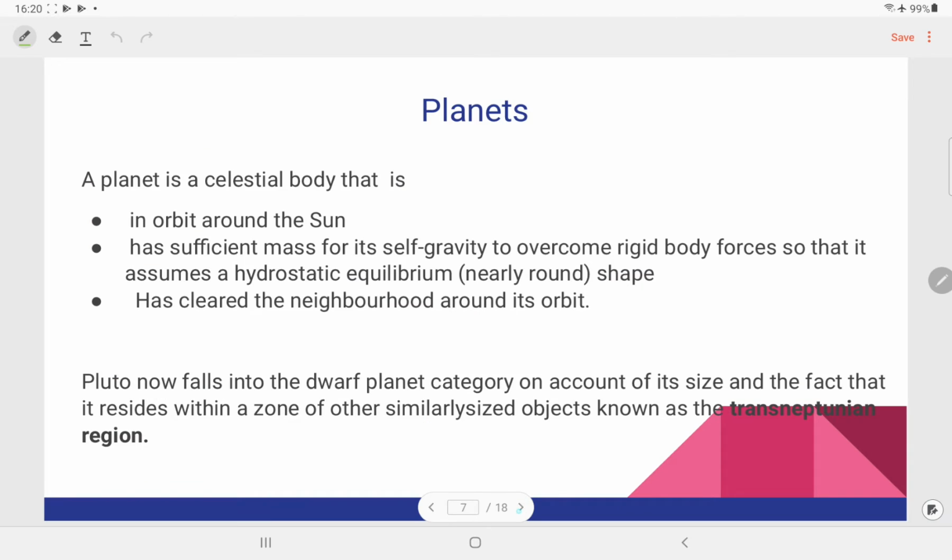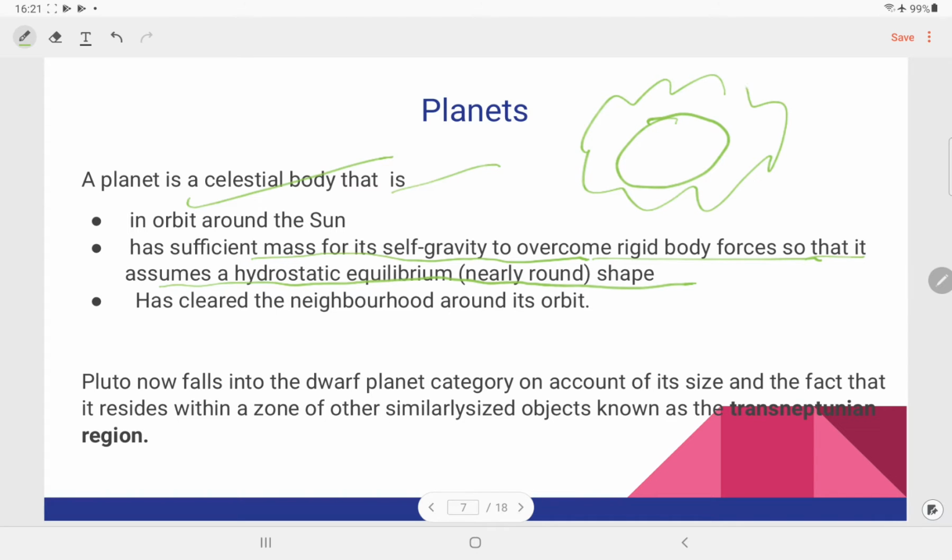So moving on, what is a planet? A planet is a celestial body that orbits around the Sun and has sufficient mass for its self-gravity to overcome rigid body forces, so that it assumes a hydrostatic equilibrium. Hydrostatic equilibrium means all the gases around that mass are confined to that mass only. The gases are not escaping that mass. So this is known as hydrostatic equilibrium.